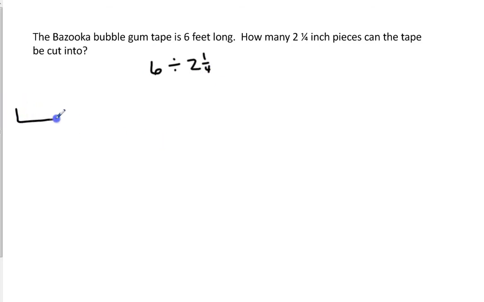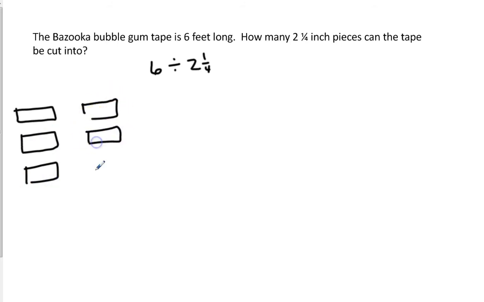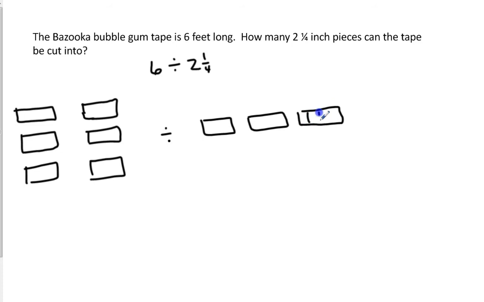I'm going to make 6 look like this. 1, 2, 3, 4, 5, 6, and this would all be together for our Bazooka bubblegum tape, but for math purposes we'll separate into 6 same pieces, and I'm going to divide it by 2, 1, 2, and 1/4. And 1/4 is going to be like this, and it's extra. So what I'm looking at is how many of all of this up to this 1/4 can fit into here.